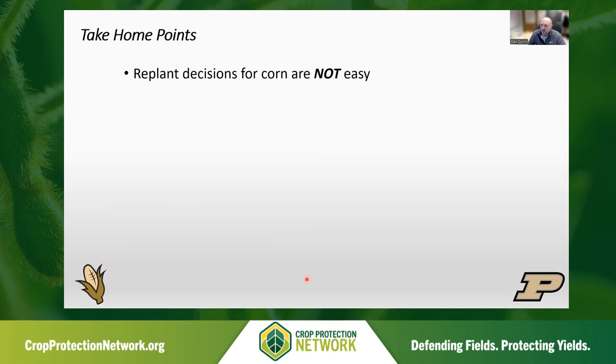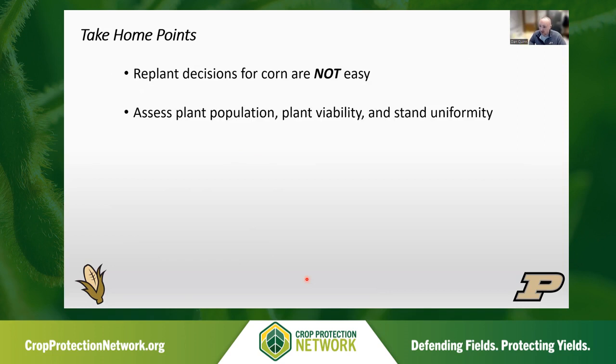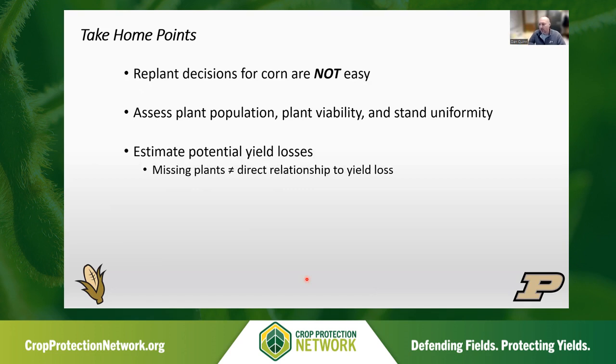So to wrap up here, replant decisions for corn are not easy because there are so many different factors at play, and there are also many economic factors that are very different from farmer to farmer or operation to operation. It's really important to first assess what plant population we have lost in those impacted areas, and not only assess that plant population, but what is the viability of those plants? Also, what is the uniformity of that stand in terms of differences in emergence or growth stage?